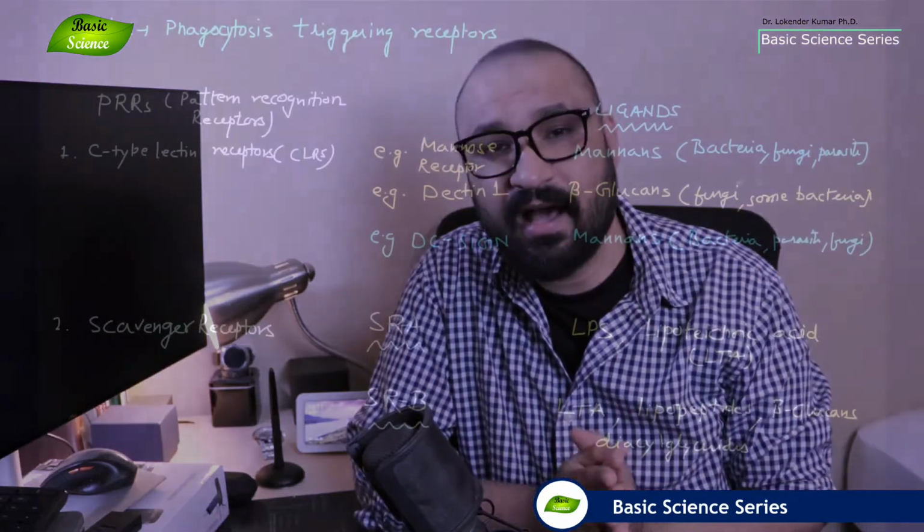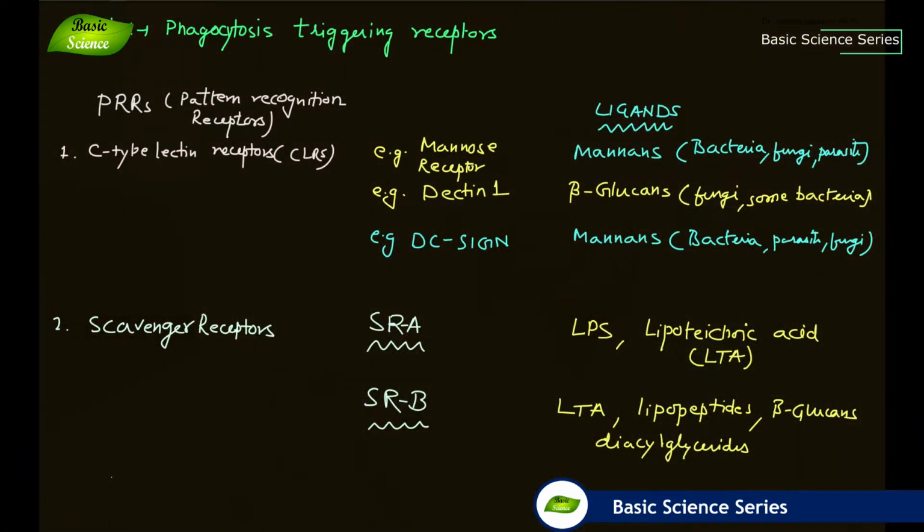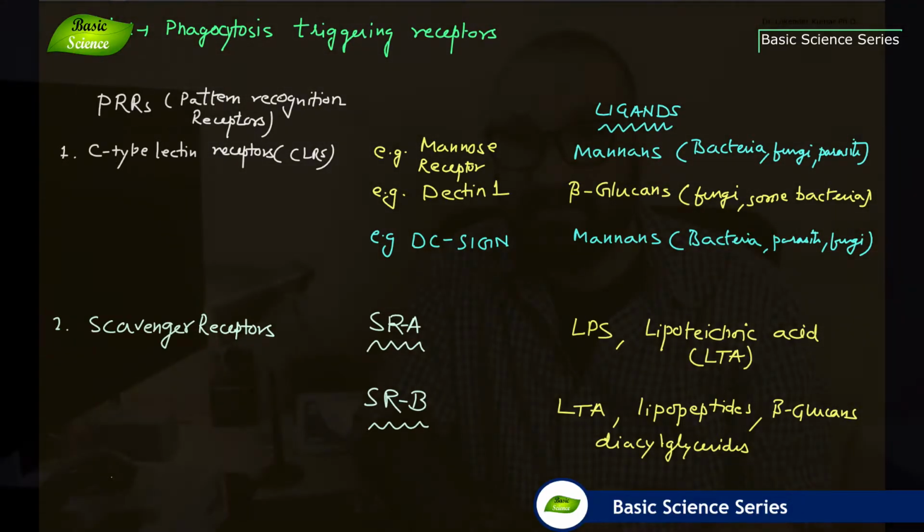The pattern recognition receptors are those receptors which are present in the host immune cells. They are able to interact with the microbial components. So in this video, by specifically discussing the pattern recognition receptor, I hope you are able to understand how microbial components communicate with the host cells.